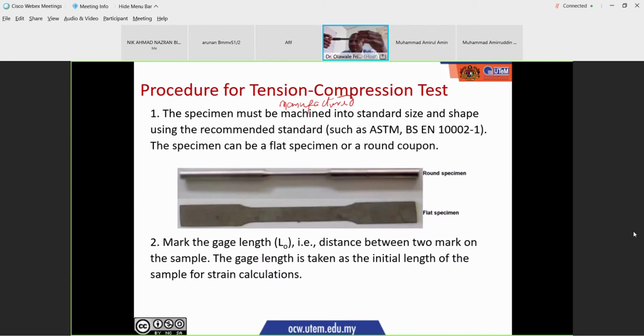This is a flat specimen, but this is machined to standard, so the size and the shape is to standard. The same thing applies to this. For example, in your lab classes, step number 1, they have machined all the specimens already. So they are going to give you a machined specimen. You don't have to go and machine that. Your specimen could either be a flat specimen like this, or a round specimen like this, a round coupon.